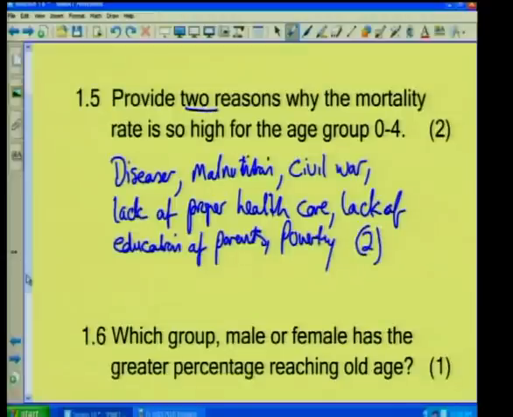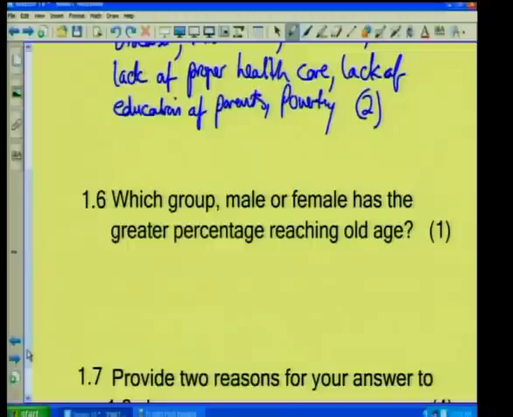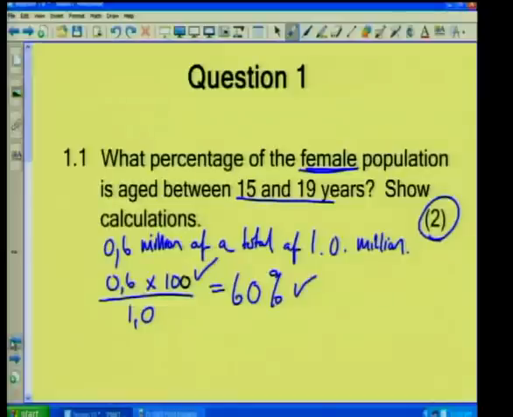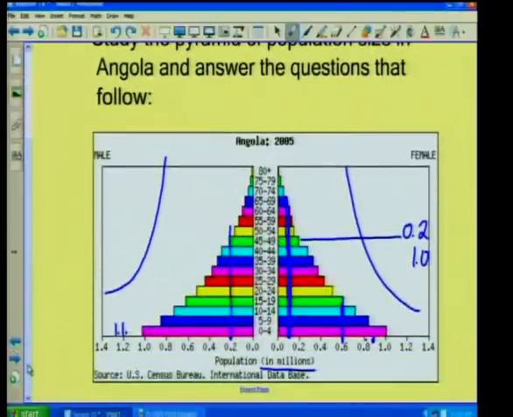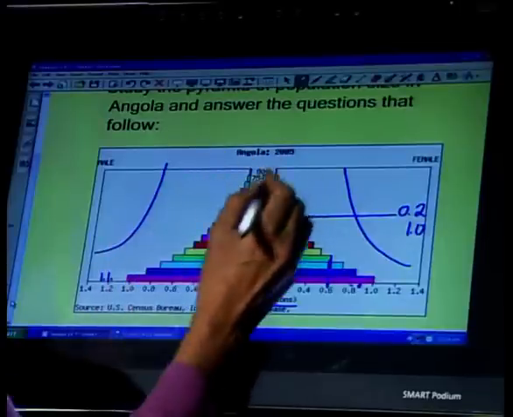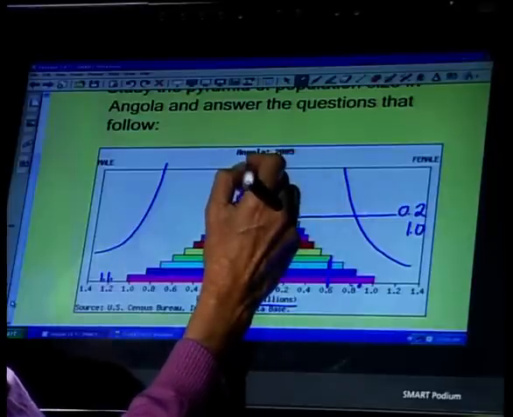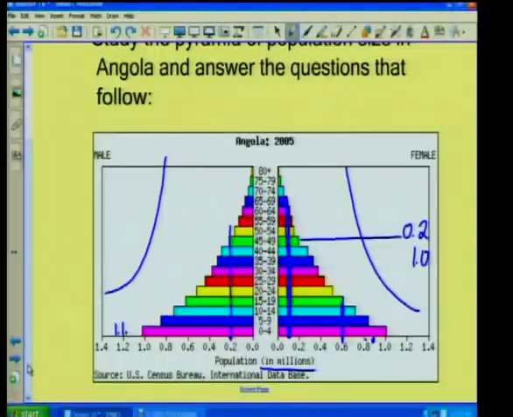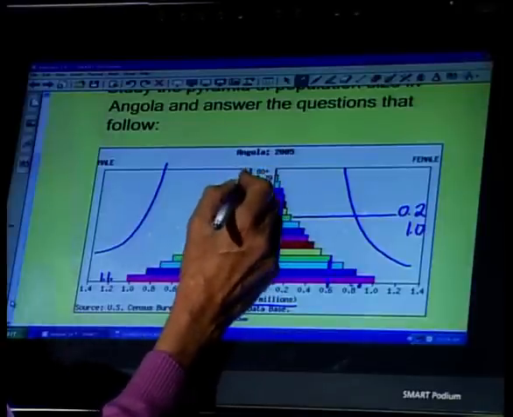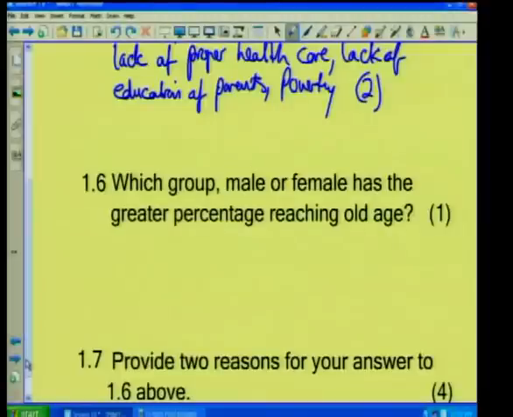All right, now, which group, male or female, has the greater percentage reaching old age? It's very simple. You just look at this and see which one has more. Look at the colors here. If you were given this in an exam, it'll be in black and white, so you'll get different shades. But clearly there are more in the 80 plus males than females. Between 75 and 79, I would say the males have slightly more. And here it's about the same, and here it's about the same. So if you look at the really old age, it's going to be the males. They clearly don't have as much stress as the women do.